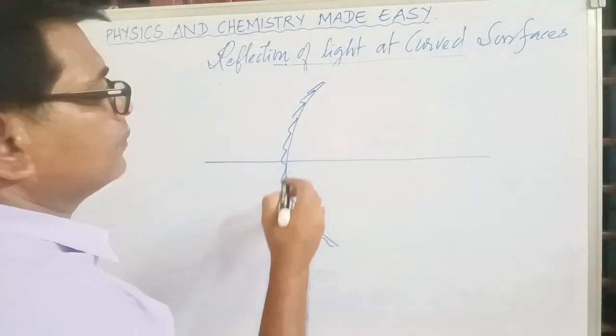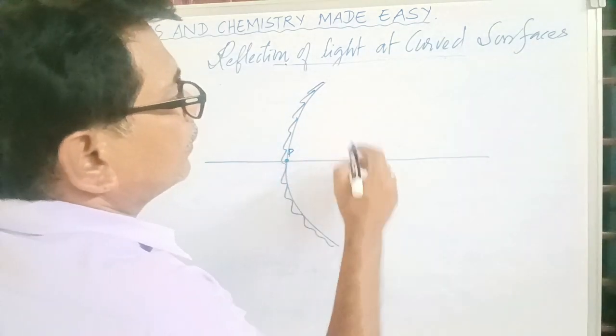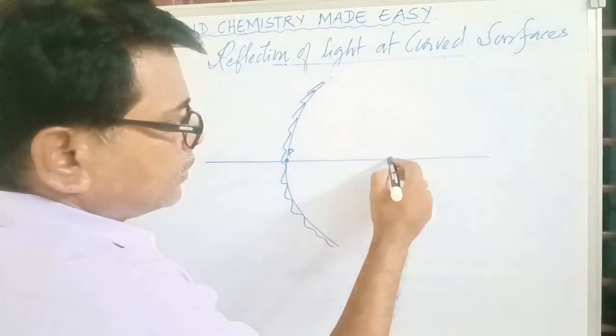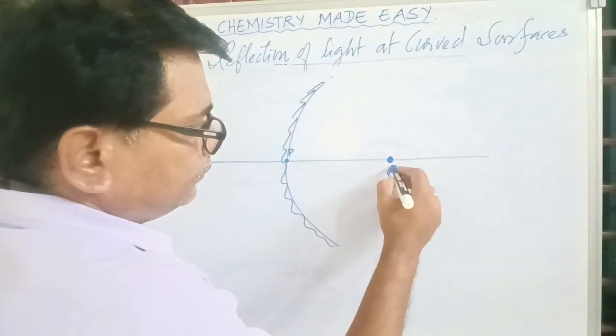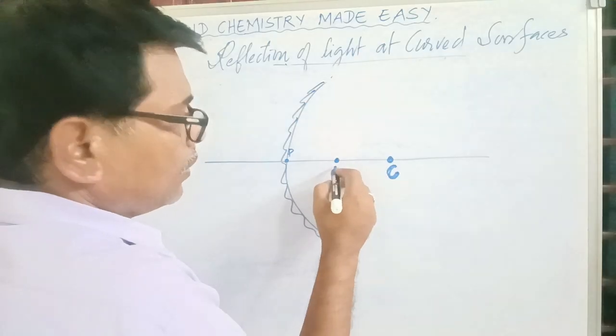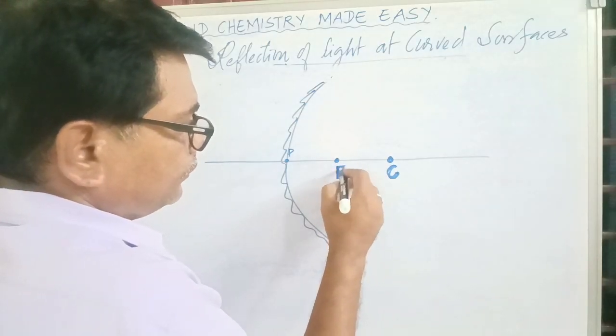Principal axis. This is P, as I told you, the pole. Then, as I told you, it's a sphere, isn't it? It's like this sphere. Therefore this is the point of curvature. Then half of this, in between, we call it the focal point.